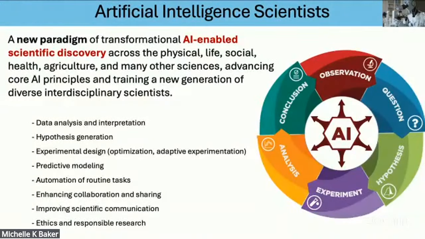This has also really spawned a new paradigm. So we have this AI-enabled scientific discovery. It's going across physical, life, social, health, agriculture, and many other sciences, advancing core AI principles and training a new generation of, what's important to note, interdisciplinary scientists. So there's a movement to be more interdisciplinary because we need these human elements from all of the sciences so that we can create better problems together and then hopefully use AI to help us solve them.